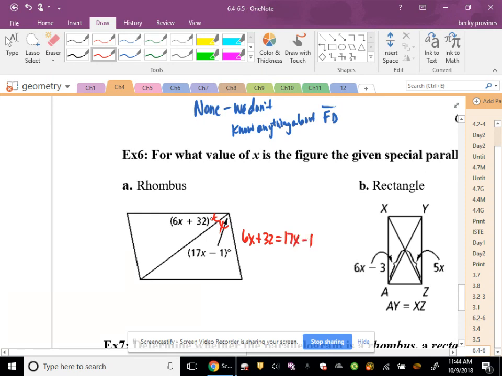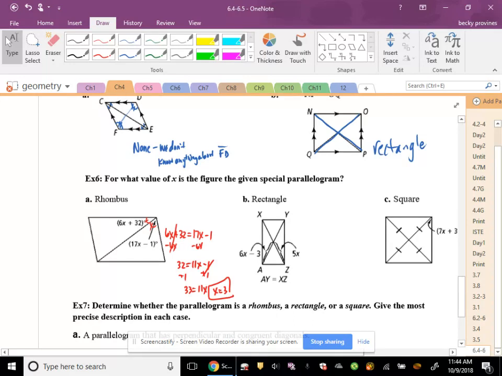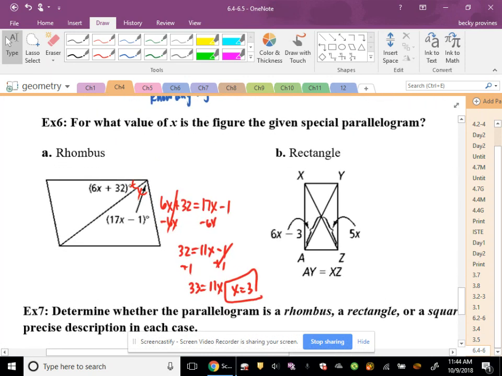So let's set them equal and then subtract 6x and then add 1. So 33 equals 11x, and when I divide by 11, I get x is 3. So let's read the directions and see if we need to plug it back in. For what value of x is the figure the given special parallelogram? Okay, so you don't have to plug it back in.